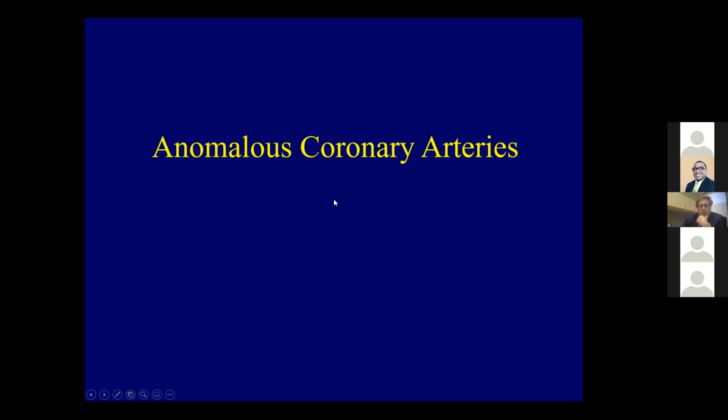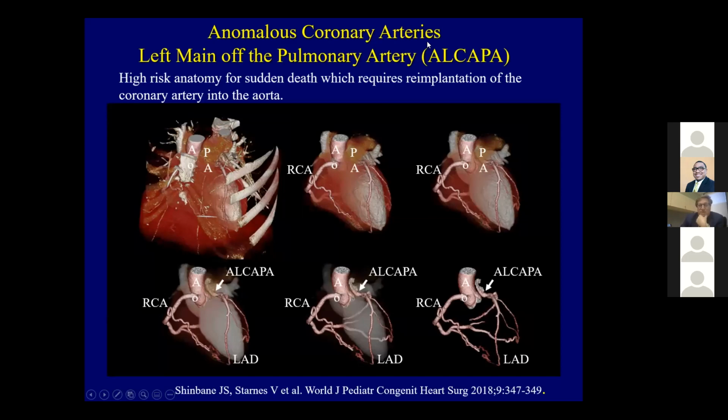Let's start with anomalous coronary arteries, and this is just an example of a patient with ALCAPA. This patient was born with a left main that doesn't come off the aorta, it comes off the pulmonary artery. This is something that would be very rare for somebody to live into childhood, let alone adulthood, and be fairly asymptomatic. Again, this is a middle-aged patient with more recent symptomatology. The reason that this patient survived is they had excellent collateral flow. But what we're able to do is make the diagnosis and also plan the surgical procedure.